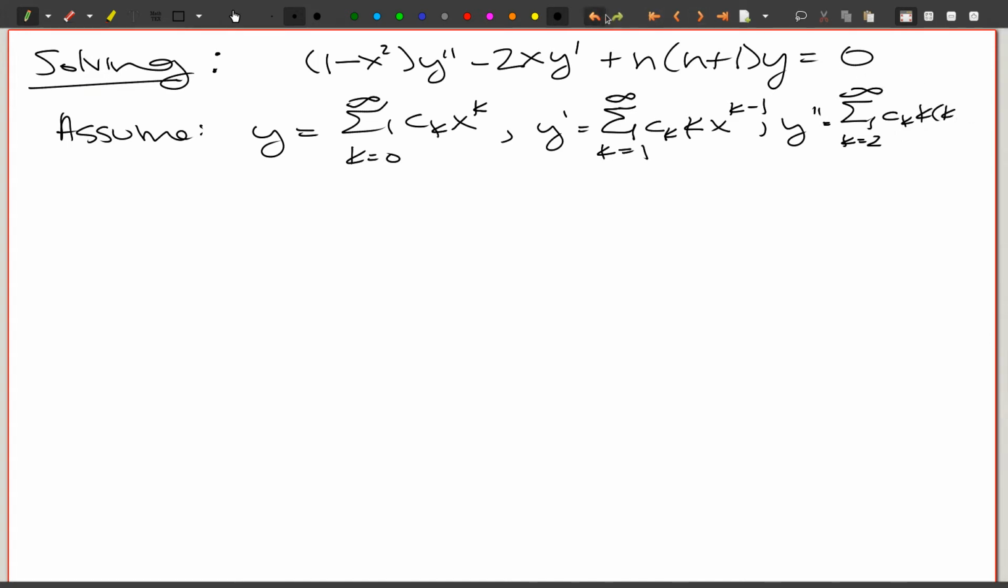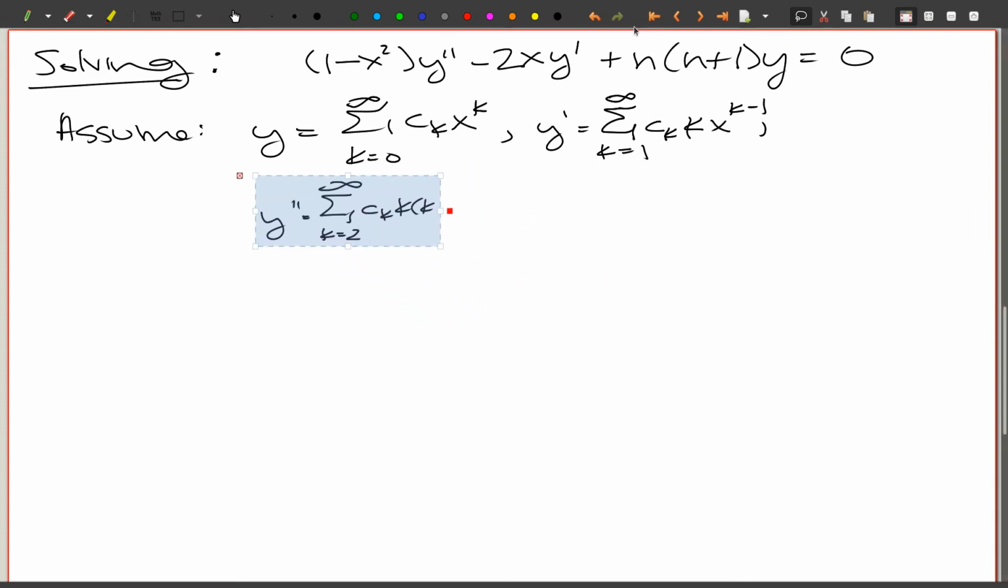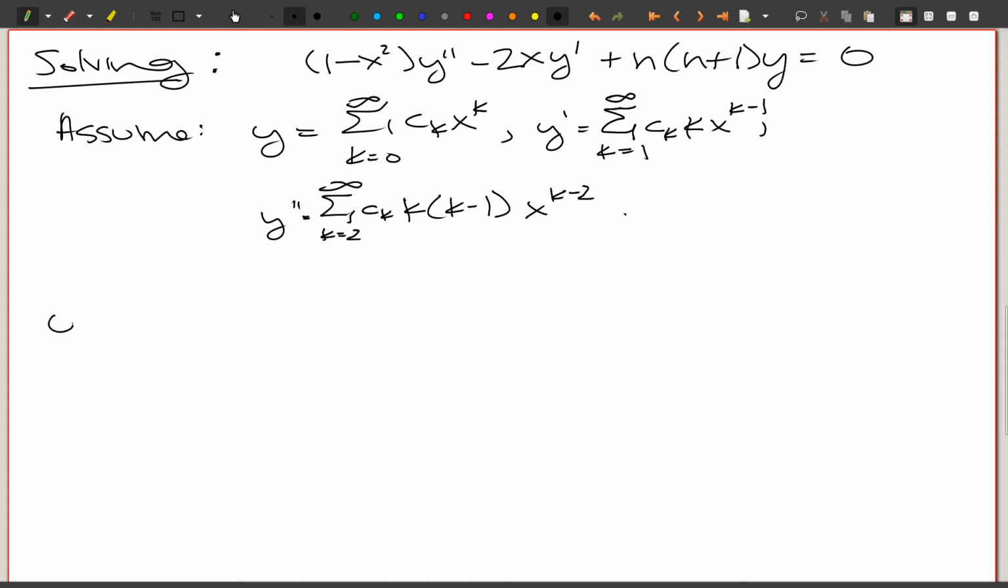Oh no, I'm running out of room. But I can just do this. This is shaky. Okay. And my y double prime is that thing. c sub k times k minus 1, all times x to the k minus 2. So hopefully from solving series solutions, you're kind of familiar with that power rule. Then we just go ahead and plug it into our differential equation.